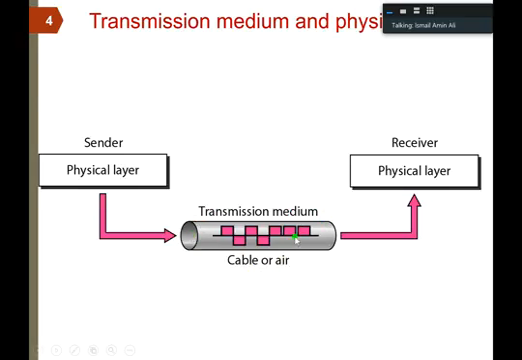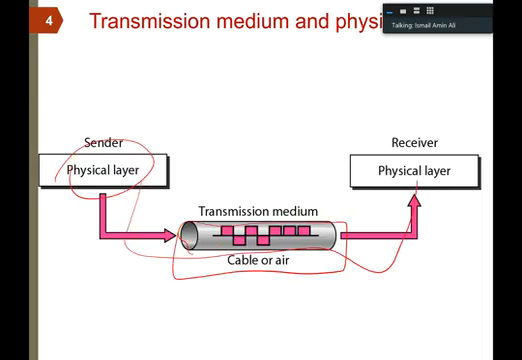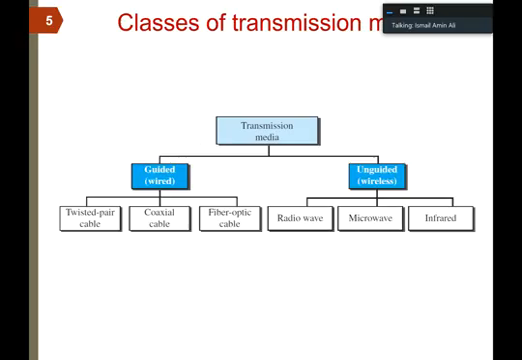So we'll send bits from the sender to the receiver through this transmission medium. The medium can be different media like cable, wireless, fiber, whatever it is.